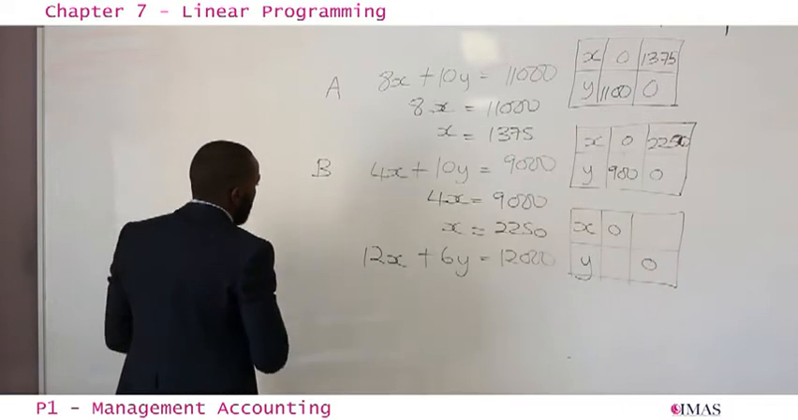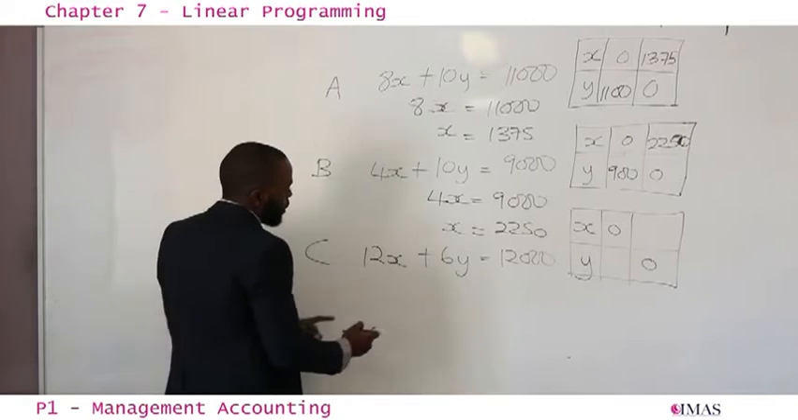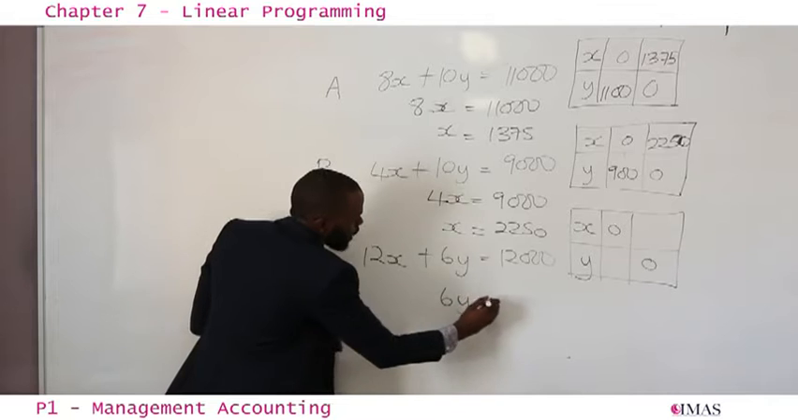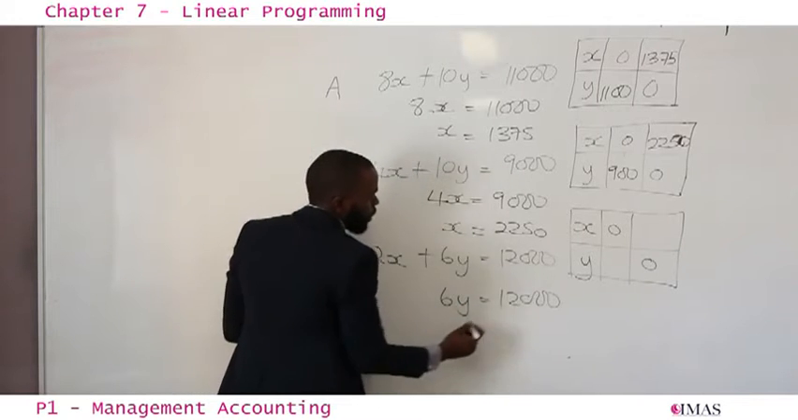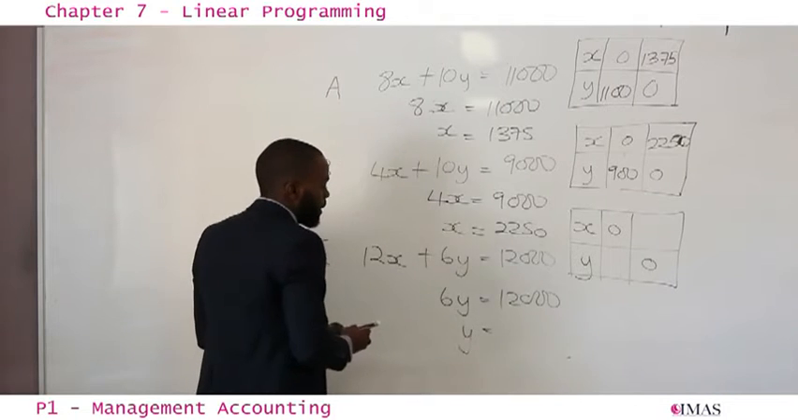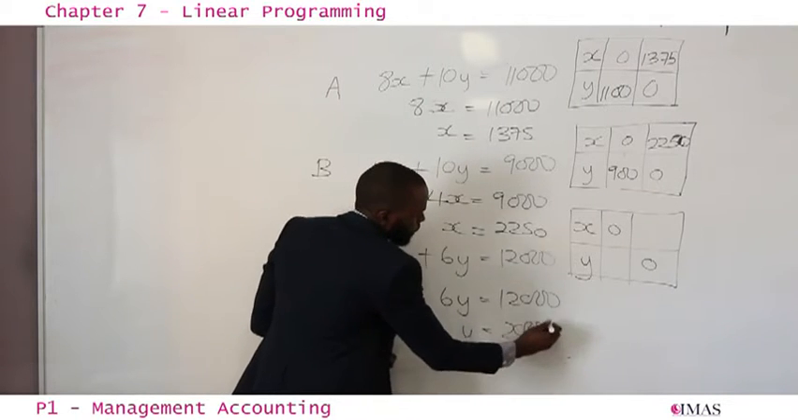Then lastly with our department C, we do the same thing. So when x is equal to 0, then 6y is equal to 12,000. Means y is equal to 12,000 divided by 6, which is 2,000.